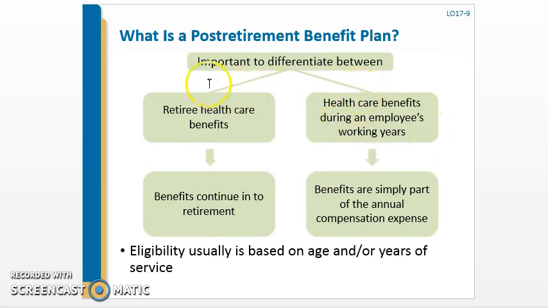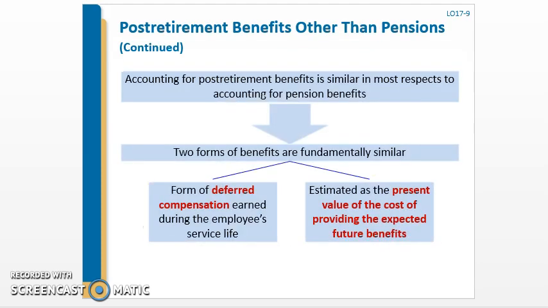So there's two different types of plans, right? This is what we're looking at here, post-retirement benefits. There are retiree health benefits, but also healthcare benefits during employees' working years. The benefits we're talking about now are the ones that continue into retirement. It's different because it's after the person has been done working for you.